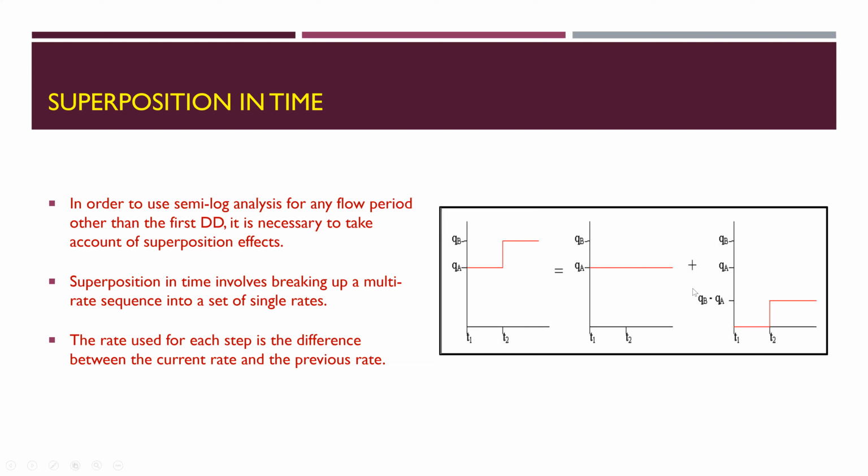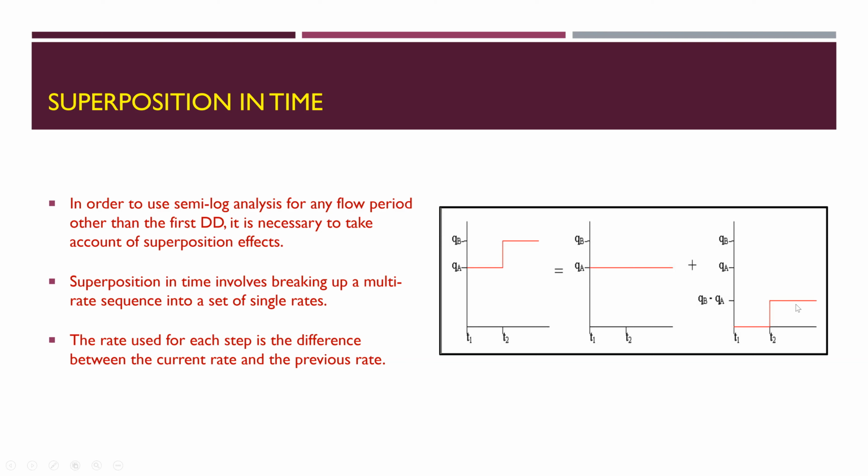And if you do like this, consider that the well was producing at this Q sub A and reached IARF, the infinite acting radial flow, stabilized, and continues like that. In the other case, the well starts production only at time T2, but at what rate? The difference between Q sub B and Q sub A. So the difference between both of them, in the other scenario, will be the rate that the well will be producing at, and continue like that.